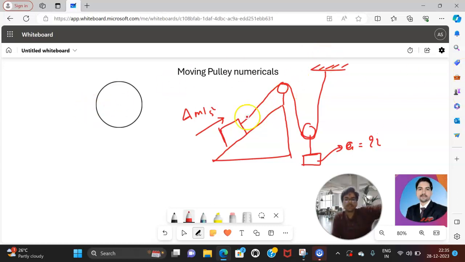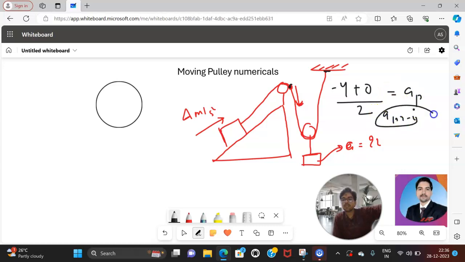Simple. Now see, if this block is moving up with 4 meter per second square, then this string will also go down with 4 meter per second square. So this end of the string will go down. This end is fixed, so the acceleration of this end of the string is 0. Acceleration of this end is minus 4. Acceleration of this end is 0. Divide by 2. Acceleration of the pulley will be how much? Minus 2. Minus 2 meter per second square means this pulley is moving down with 2 meter per second square.